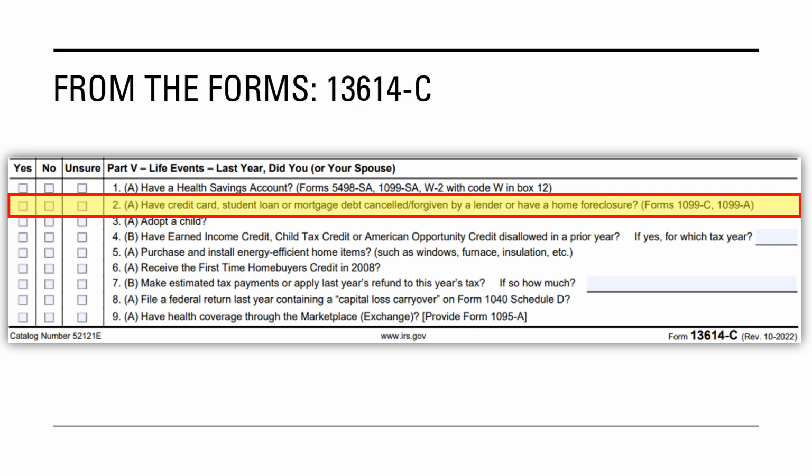So what does it look like when our clients come in with this sort of situation? Well, if we look at the 13614-C, in that Part 5 for life events, it's on page 2 of our intake form, right there in question 2. And we saw this before with the credit card debt that might have been canceled or forgiven. But here again, we're looking at a home foreclosure. And the informational forms associated with that are going to be a 1099-C and/or a 1099-A.